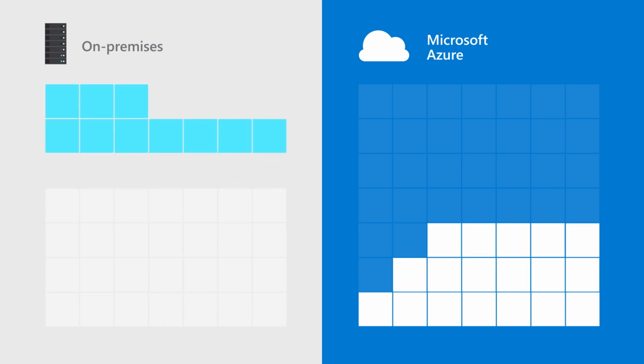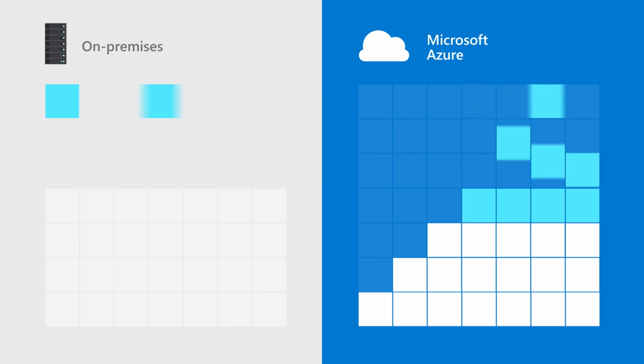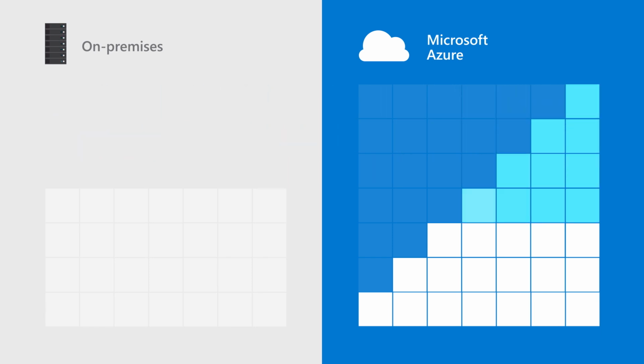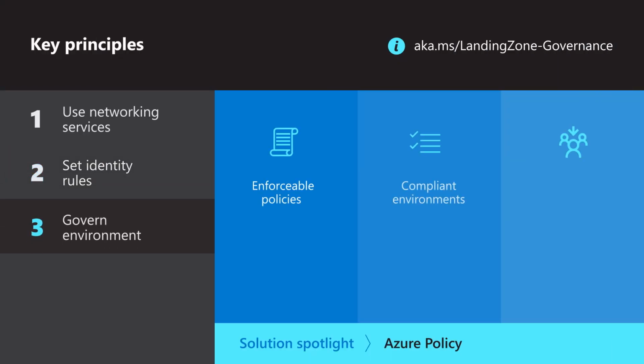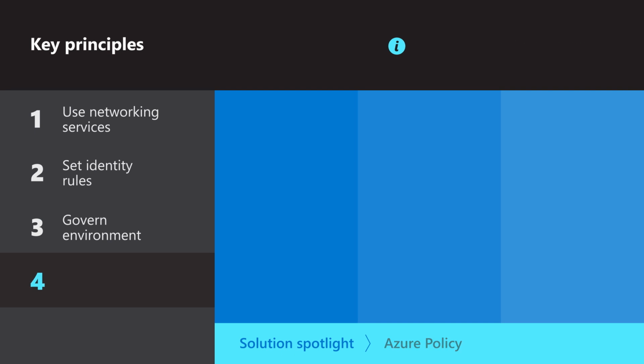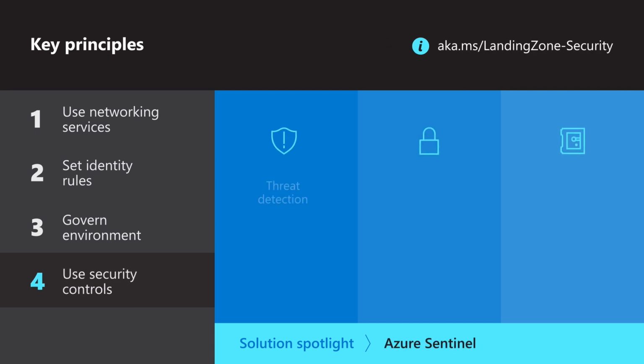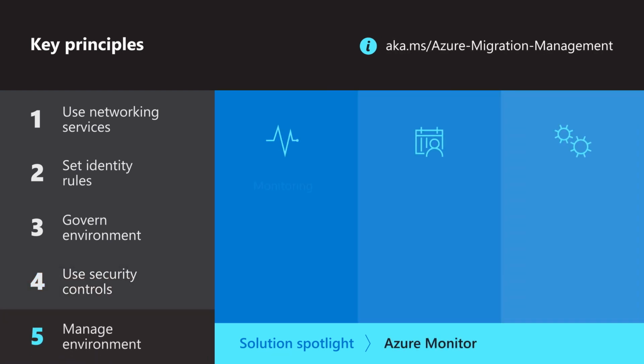The next 3 principles are key to ramp up your project and ensure confidence before migrating mission-critical workloads. Third, govern your environment with integrated compliance policies to ensure your workloads meet industry regulations. Fourth, use security controls to create a safe place for your data, at rest and in transit. And fifth, manage your environment by monitoring performance and creating a resilient base for your workloads.